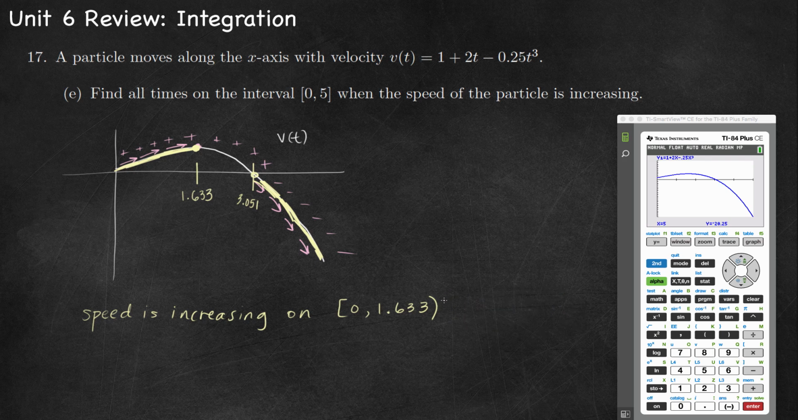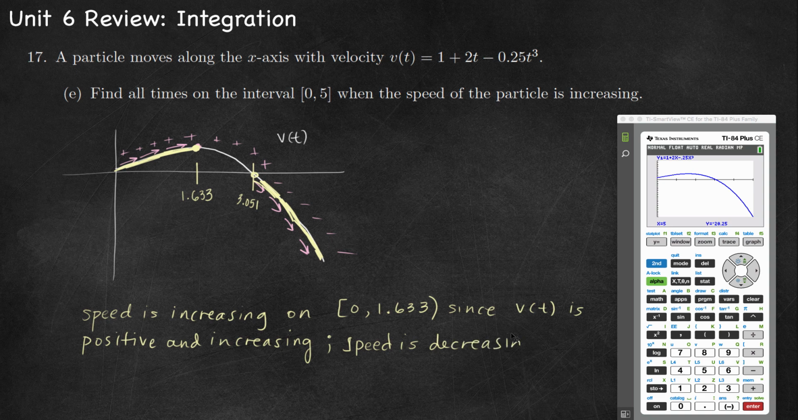So speed is increasing on the interval from 0 to 1.633 since v of t is positive and increasing. So when v is increasing, that tells us the acceleration is positive.